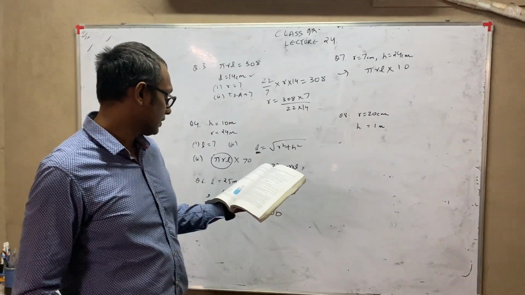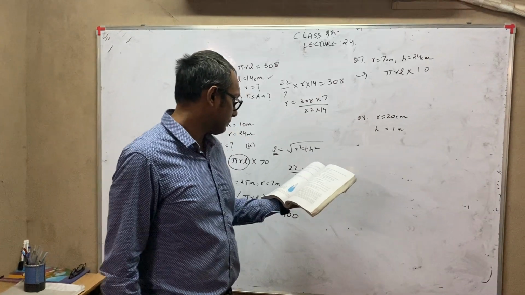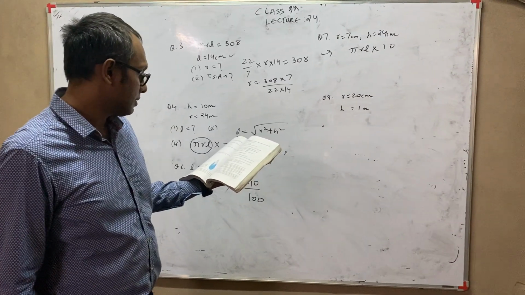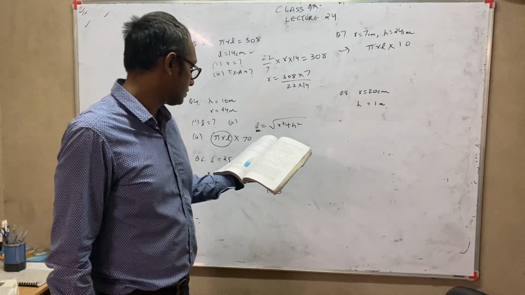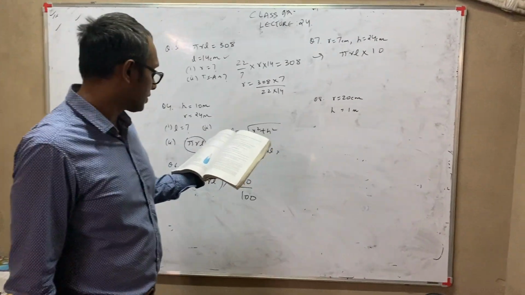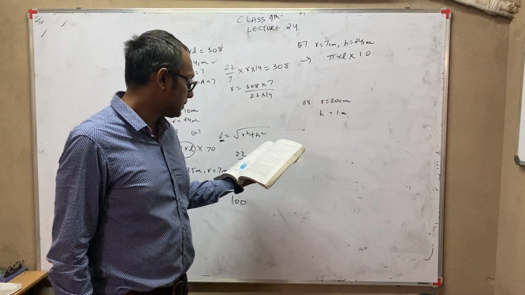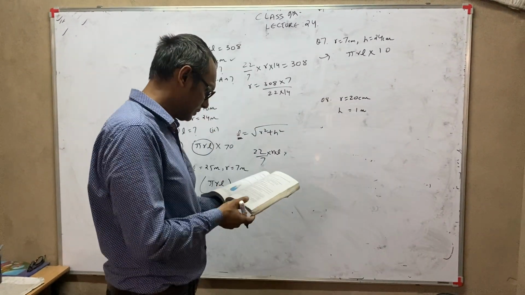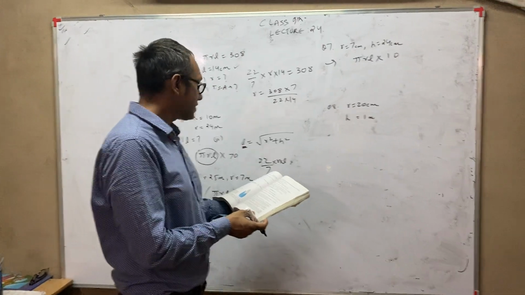Question number 8. A bus stop is barricaded from the remaining part of the road by using 50 hollow cones made of recycled cardboard. Each cone has a base diameter of 40 centimeters. So I have taken radius to be 20 centimeters. And the height is 1 meter.